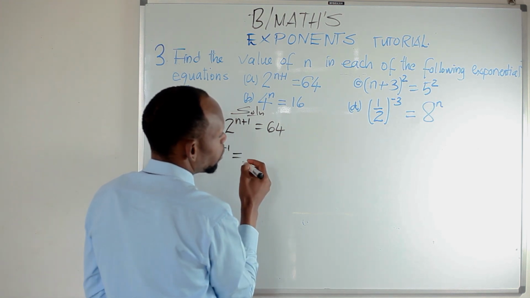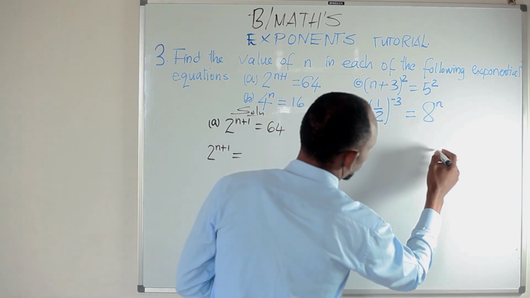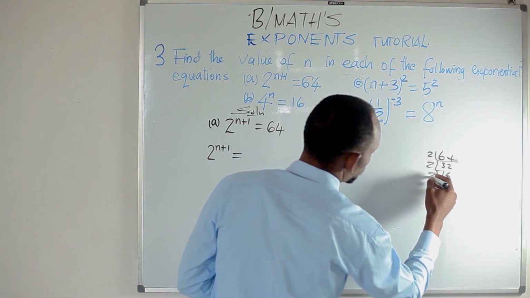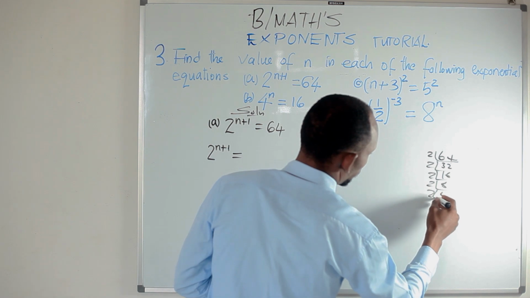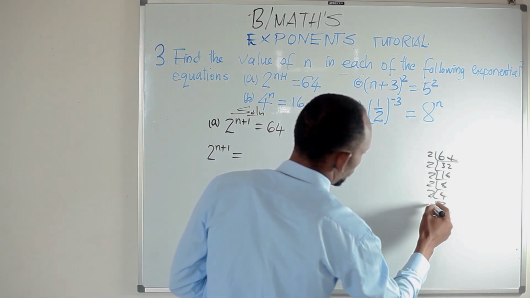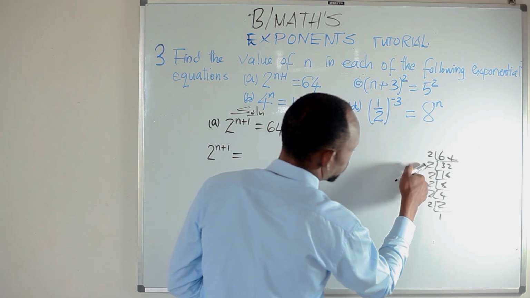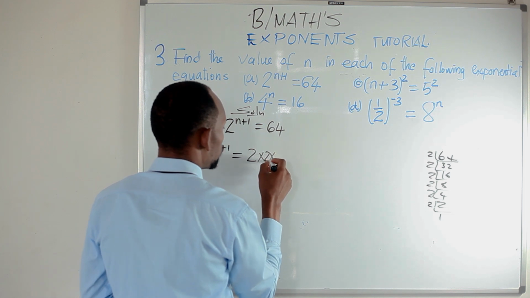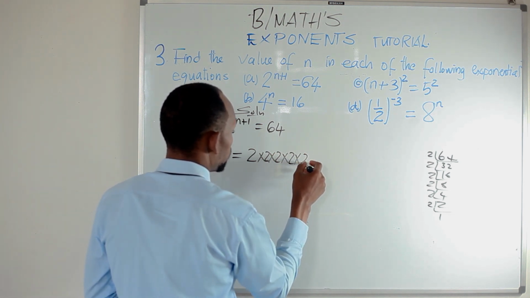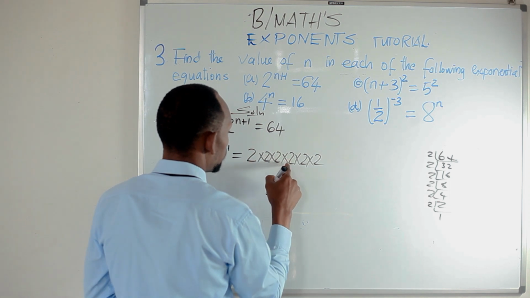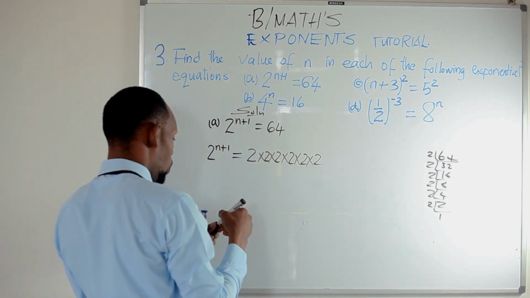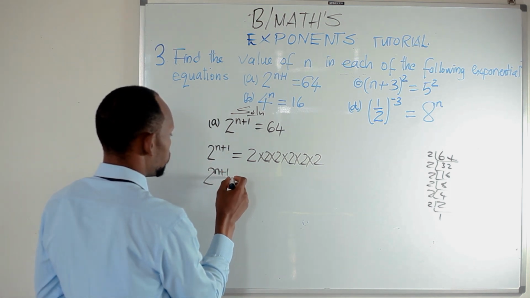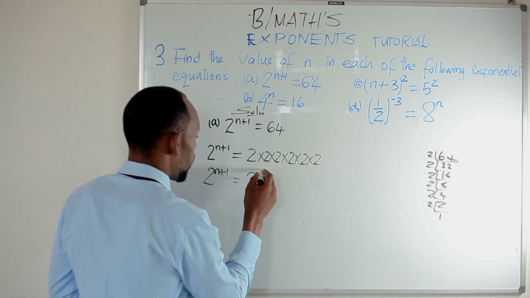You can factorize 64. 64 divided by 2, you get 32, by 2 you get 16, by 2 you get 8, by 2 you get 4, by 2 you get 2, by 2 you get 1. So you have got how many 2's? 1, 2, 3, 4, 5, 6. So it is 2 times 2 times 2 times 2 times 2 times 2. They are 6. This number 64 is equal to this number. Now I can write this number in exponential form this way: 2 power 6.